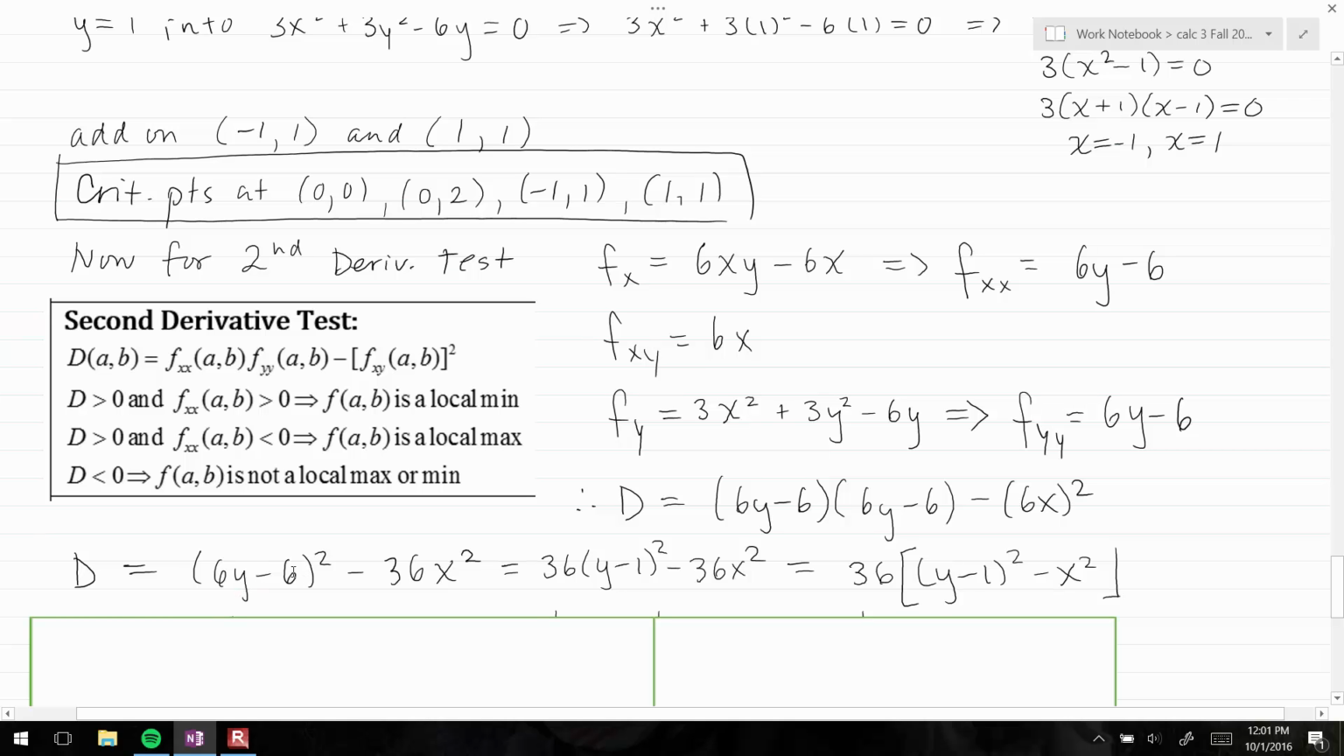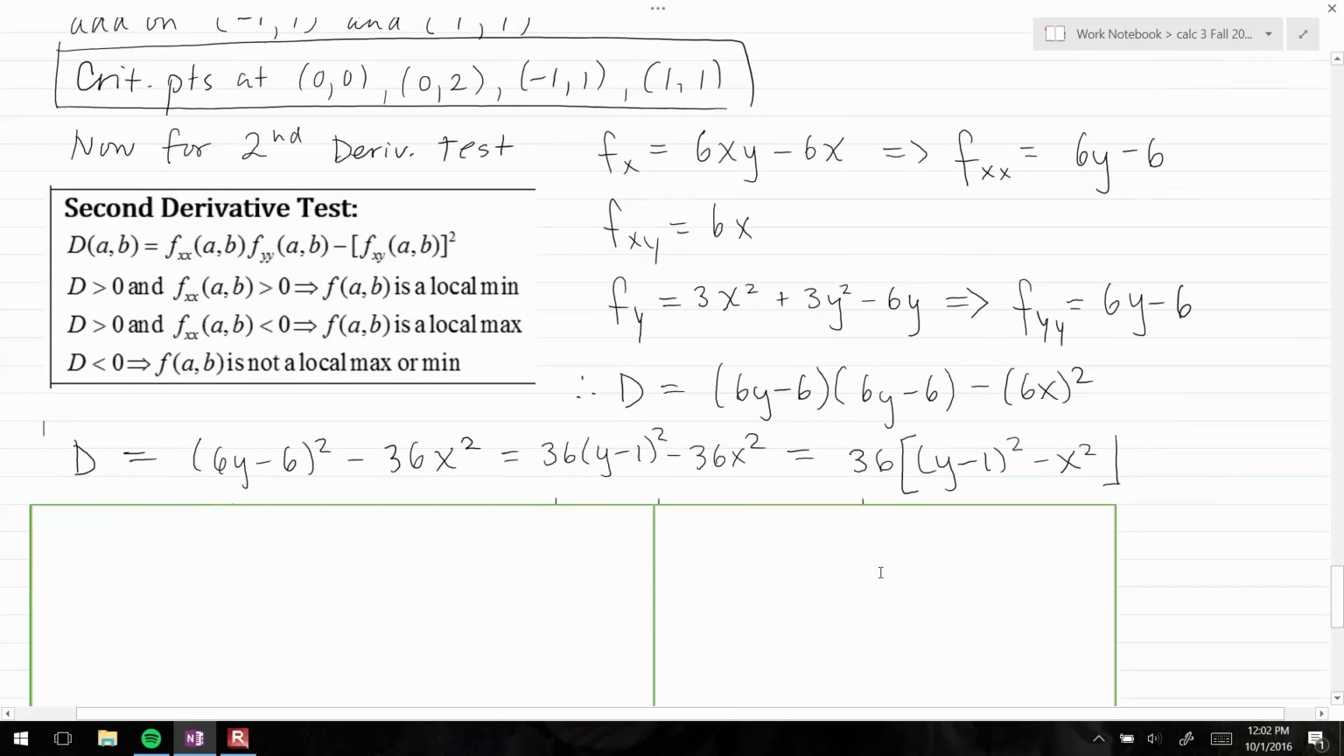Although it's not required. So I factored a 6 out here, and you have to be a little bit careful because it's also squared. So I got 36 times (y minus 1) quantity squared, minus 36x squared, and then I noticed I could factor out a 36. And that's good enough.